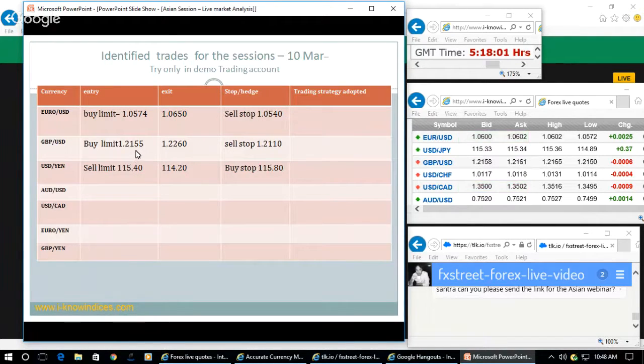In the case of GBP, when they make a small dip, you can try to take a buy and keep the hedge order to limit the risk. And the exit could be above 1.2260, and they are likely to make an upward spike after the non-farm payroll. Then in the case of yen, they are likely to come to 115.40 or 50 area.